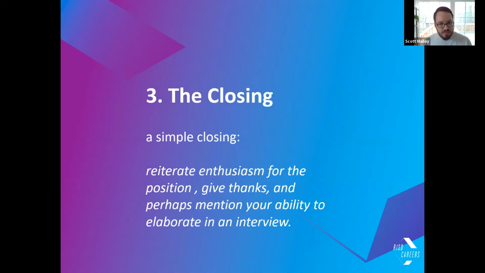Then the last simple, quick and easy, but still very important paragraph that comes last is the closing. And this really is quite simple. You just want to reiterate your enthusiasm for the position. You want to give thanks and appreciation that they're considering you. It's the human element, but it goes a long way to be appreciative and give thanks, and people will appreciate that. So it's worth taking the time to do it. And perhaps even mention your ability to elaborate on your background or your experience, or just share more about yourself in an interview in the future.